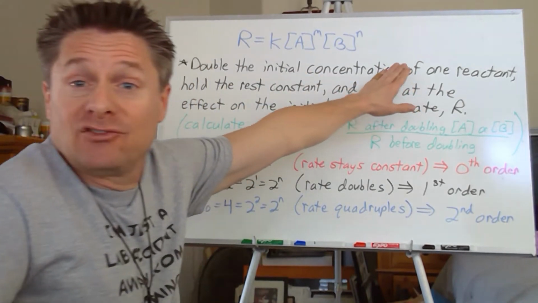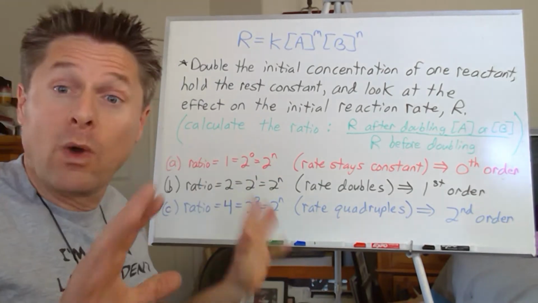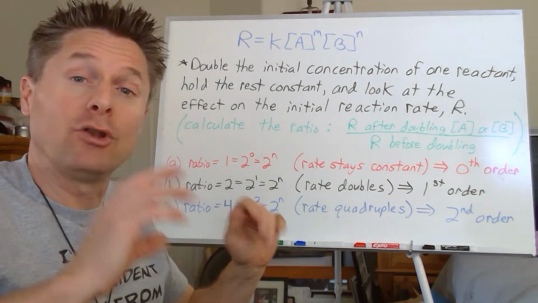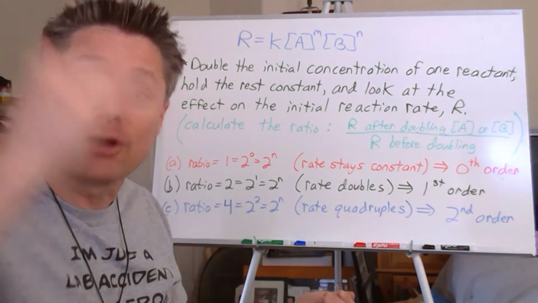So double the concentration of one of the reactants, hold the rest constant, and look at the effect on the rate. So what are we going to do? This is what you're going to calculate. You're going to look at some data. You're going to have those 3 or more experiments, right? And you're going to look at the reaction rates.